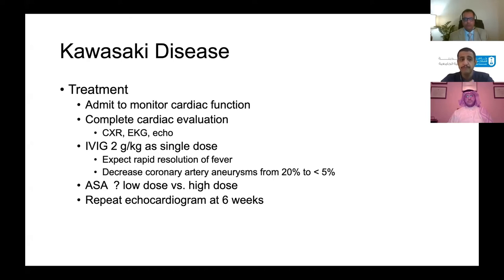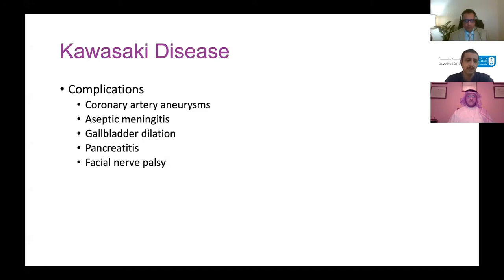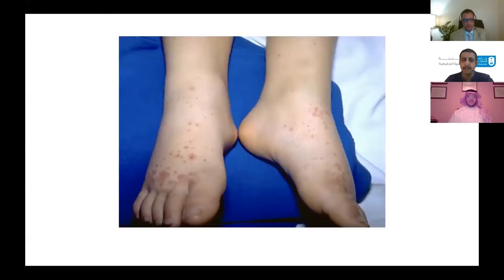So if you give the treatment within the first 10 days of the illness, you can decrease the chance of coronary artery disease to below 5%. Complications, as we said, are coronary artery aneurysm, aseptic meningitis, gallbladder dilatation, pancreatitis, and facial nerve palsy. So we are still talking about vasculitis. We were talking about medium blood vessel disease, and now we'll move to small blood vessel disease. So what is this?